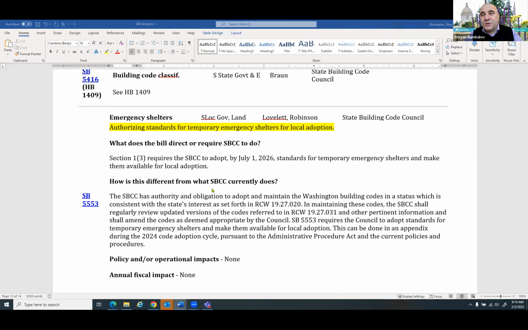The initial date was 1 year earlier, so it would require an off-cycle rule, but currently, how the bill was introduced, the date aligns with our triennial code adoption cycle for 2024.